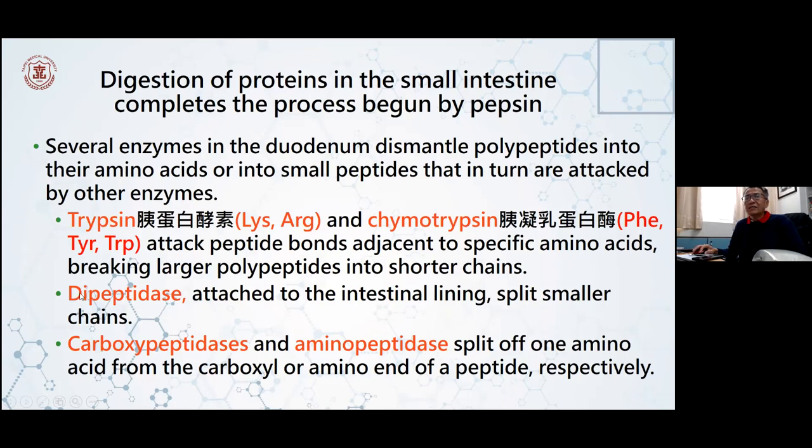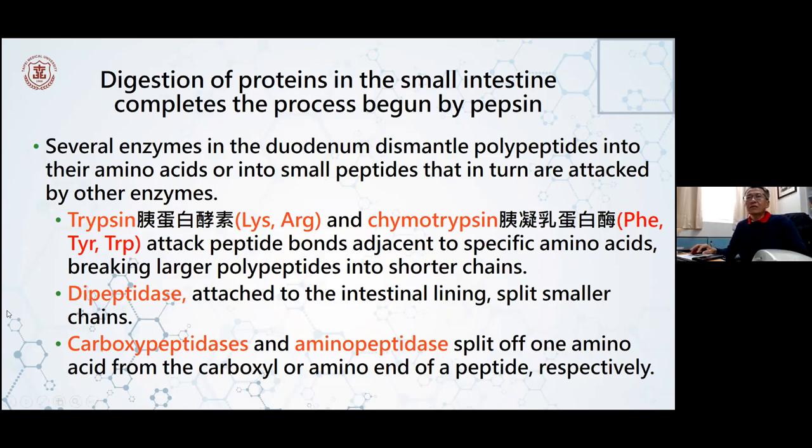And the other enzyme is dipeptidase. Dipeptidase is attached to the intestinal lining and splits the small chains. And finally, there are two important enzymes. One is the carboxypeptidase, the other is the aminopeptidase. Carboxypeptidase can remove the amino acid from the C terminal. As we know, the peptide contains two functional groups. One is a carboxyl group, another is the amino group.